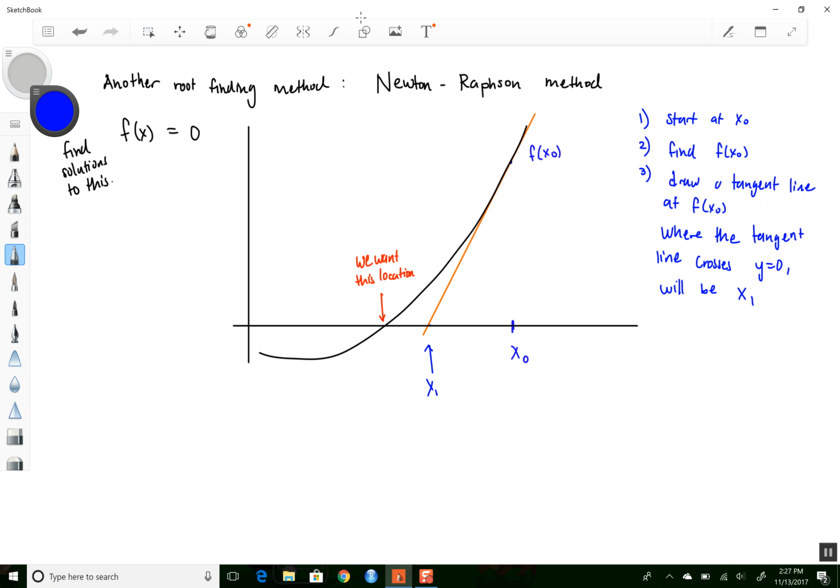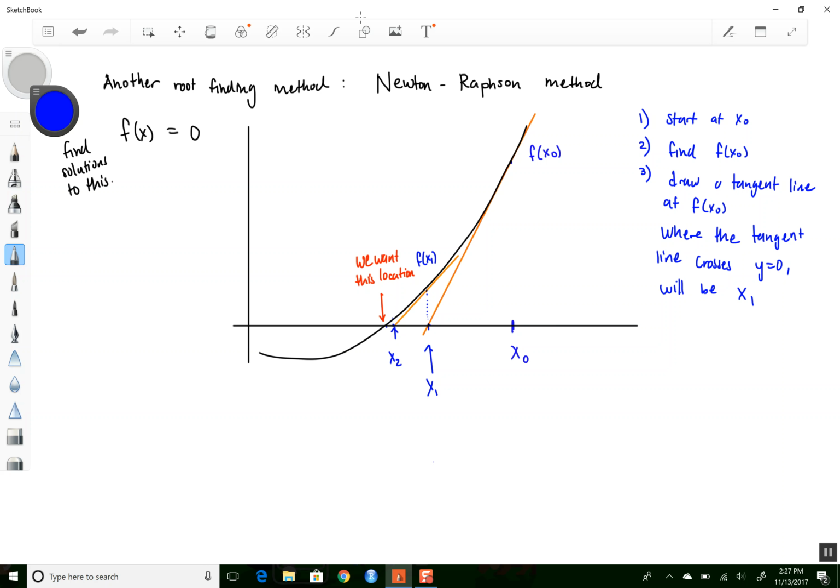Okay, and then once you've successfully done that, then you just repeat. So this is going to be x at time 1. You go up to the curve, and you have f at x at time 1, and then you draw a tangent line. And that will be like right there or something, okay? And ta-da, this is now x2, and so on and so forth, okay? And eventually, if you zoom in, this will get you very close to where it converges there, okay?